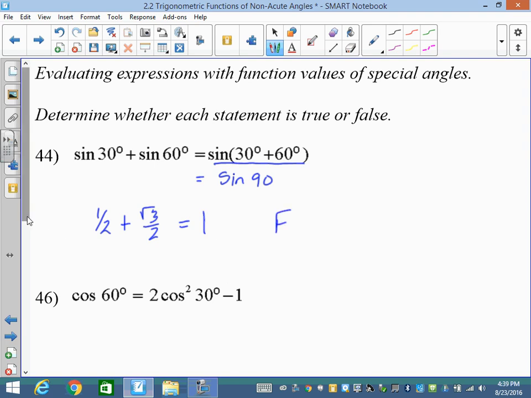Now, if you want to throw that in the calculator, you can. This is what you're going to get: 1 plus radical 3 all over 2. And they are not the same.